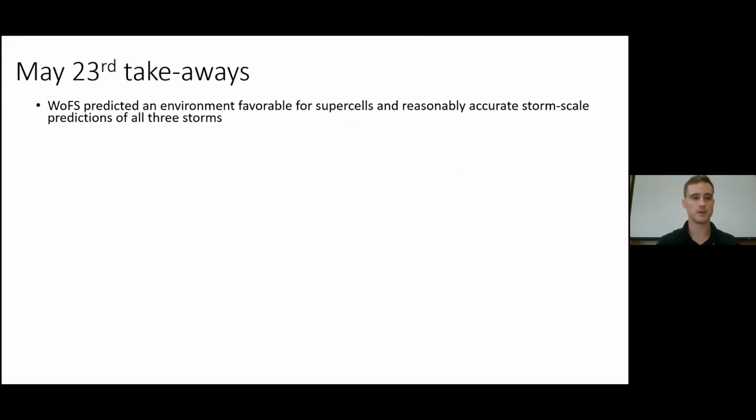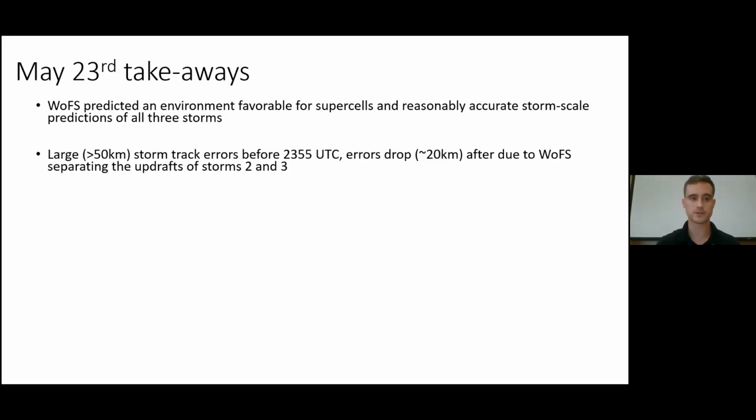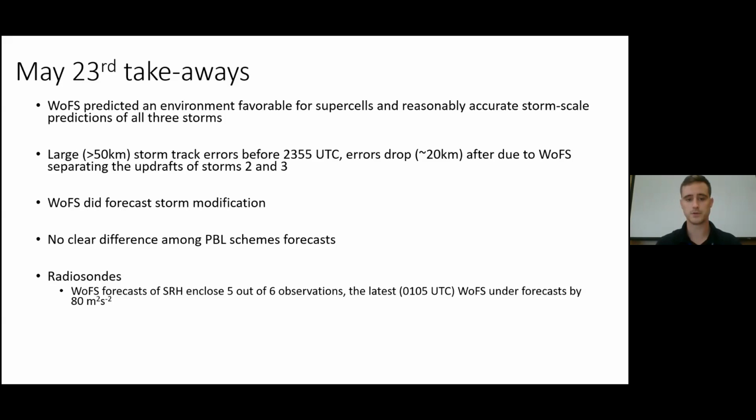So May 23rd takeaways. WoFS again predicted an environment favorable for supercells and reasonable storm scale predictions for all 3 storms. We saw relatively large storm track errors here, greater than 50 kilometers before 2355, and then errors dropped to about 20 kilometers, similar to what we saw on May 17th and May 20th, likely due to WoFS accurately separating the updrafts of storms 2 and 3. Again, WoFS did predict storm modification of the wind field. There was no clear difference between PBL scheme forecasts. In the radiosonde observations, we saw that the WoFS forecast of SRH enclosed 5 out of the 6 observations. And the latest observation, again, did fall outside of the distribution of those SRH values by about 80 meters squared per second squared.